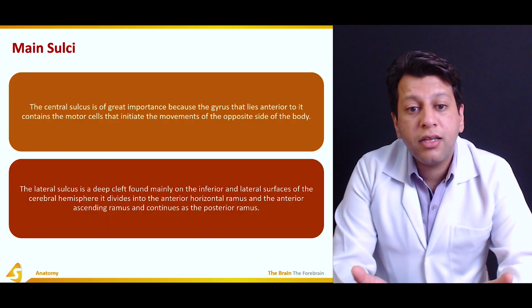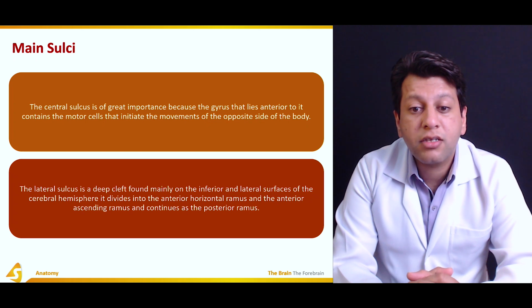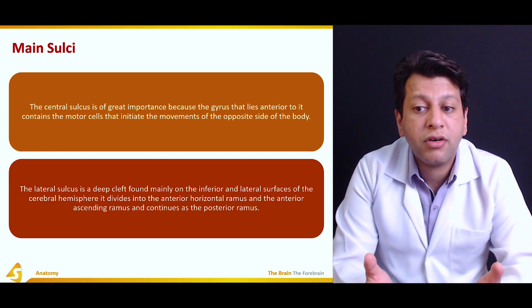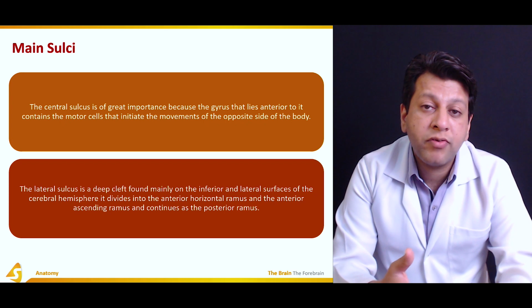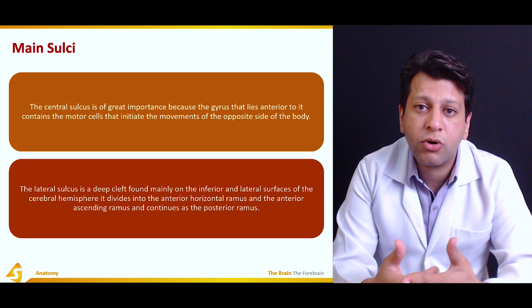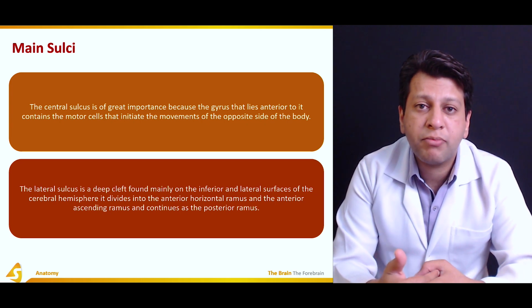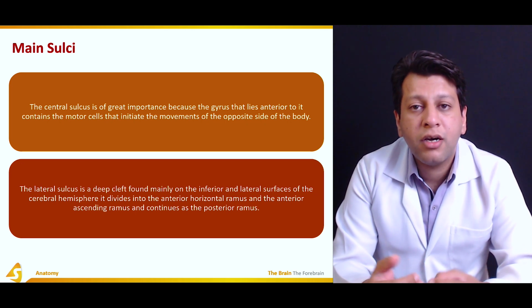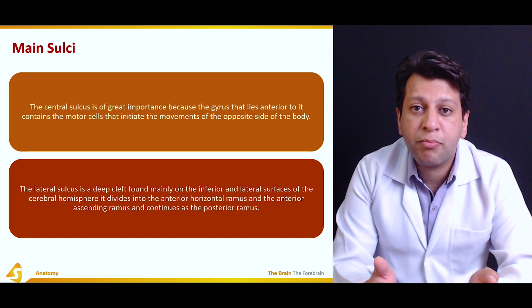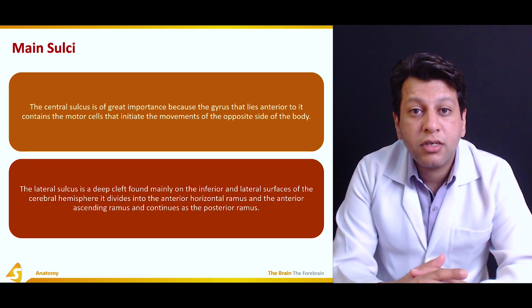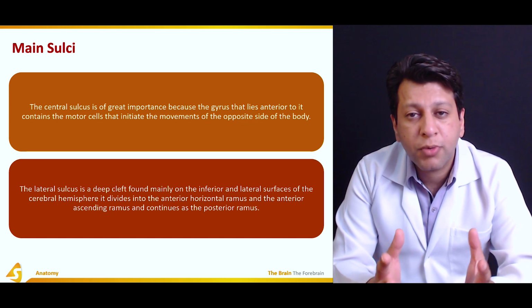Then there are the main sulci. What are the main sulci? The central sulcus is of great importance because the gyrus that lies anterior to it contains the motor cells that initiate the movements of the opposite side of the body. We've already discussed in the previous section the decussation of pyramids, because the precentral gyrus is the main motor cortex, and the fibers which arise from this area eventually decussate at the level of the pyramids and control the opposite half of the body, which is called the main motor decussation, and they eventually form the lateral corticospinal tract.